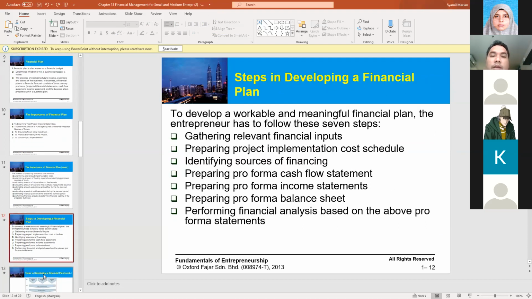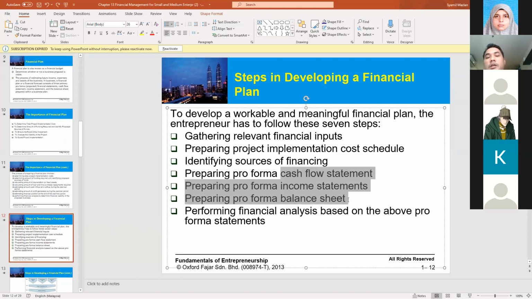The steps in developing it: first gather the relevant financial inputs. For example, you go to Shopee or Alibaba and find your own cost. What is the price for the swim cap? Then prepare the project implementation cost schedule, source of financing, cash flow statement, income statement. These three are more important: cash flow statement, income statement, balance sheet, and then the financial analysis.